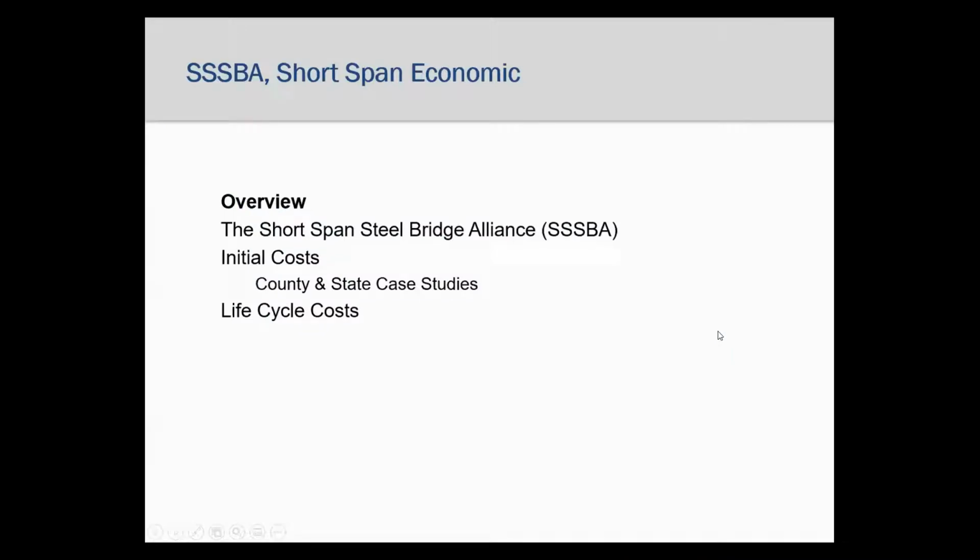I'm going to go back and talk about the Short Span Steel Bridge Alliance a little bit more, its purpose and its functions. Of course, one of its functions is to represent the design and construction of simple span steel bridges. As part of that, we're going to look at cost competitiveness of steel bridges for first costs and life cycle costs.